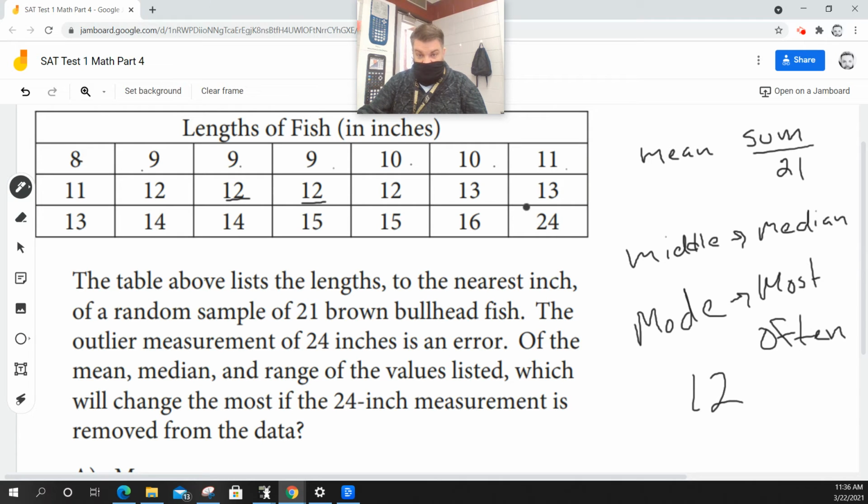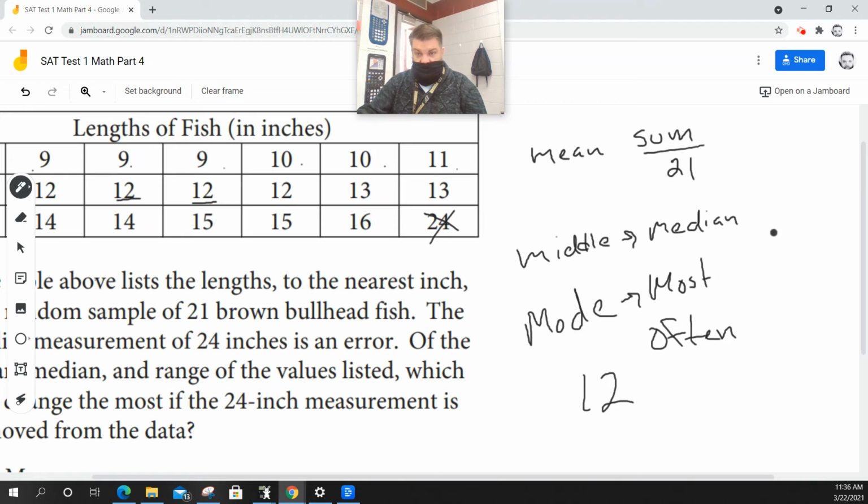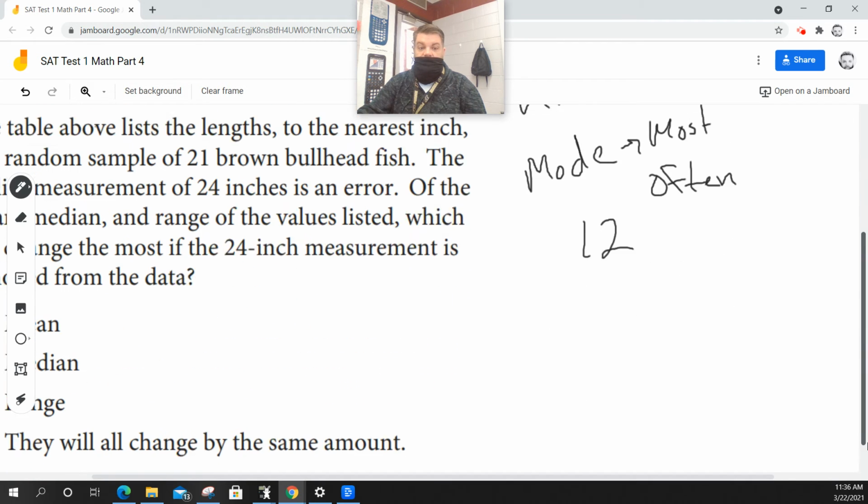Well, if I get rid of this 24, the mean then changes, right? It would be the total sum minus 24, whatever we had before, and that would be divided by 20. Well, that's going to change the most, I think. Don't you guys think?